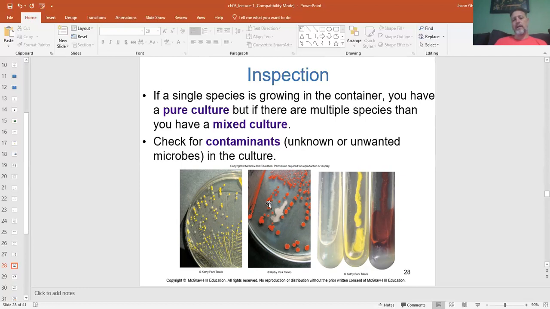This middle one right here looks like it's a contaminant because you've got the red all around it and you get this one patch of the white in here. But notice again, the shape of the colony is different, so you can see these, let alone the color and the size.